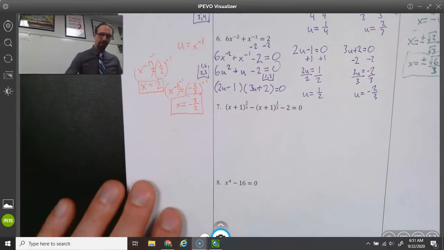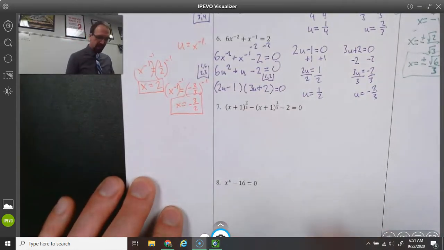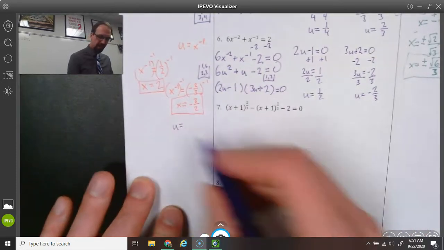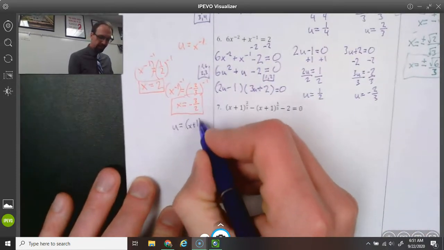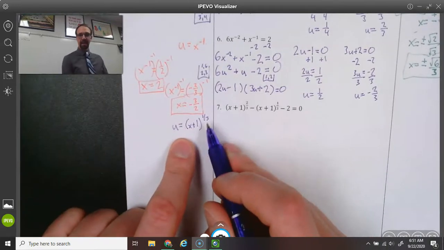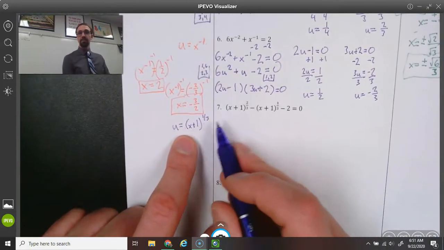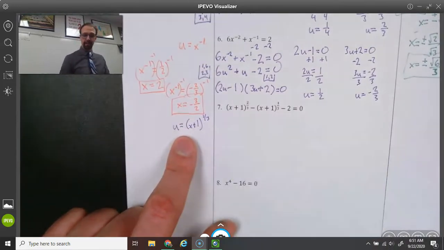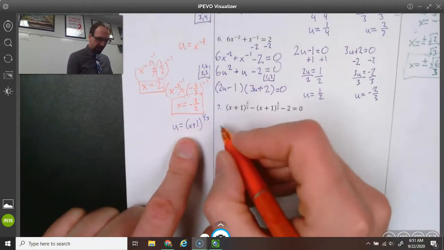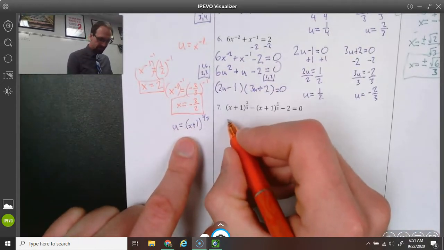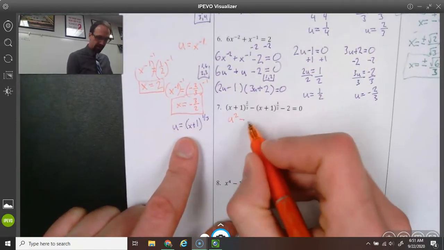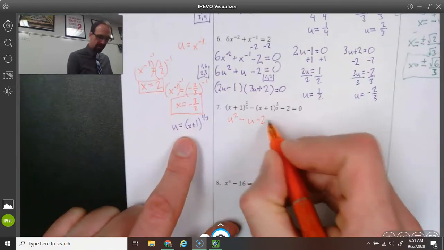So when we think about how we're going to use a substitution for this one, let's take a moment and think: if I do u equals x plus 1 to the 1/3 power, and I raise this to the second power, then it becomes u squared. So this will actually work for a substitution. Going back in, this would be u squared minus u minus 2 equals 0.